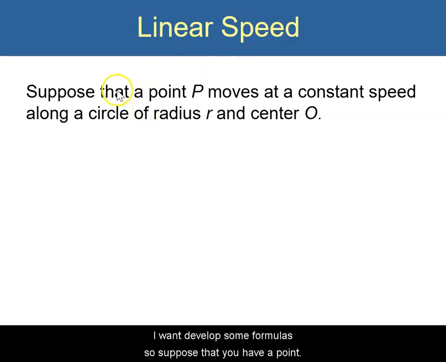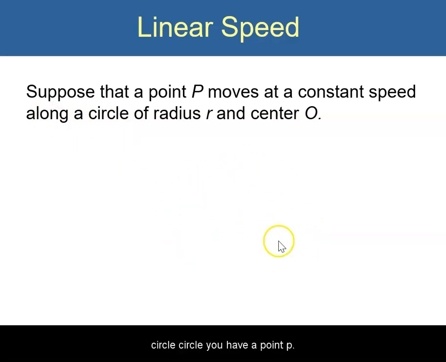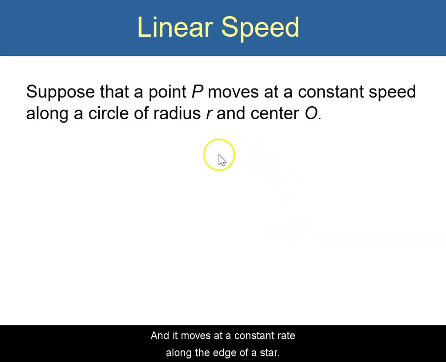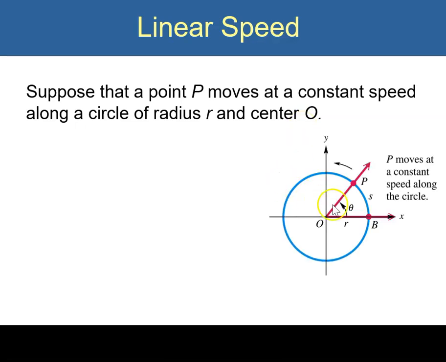Okay, so suppose that you have a point P that moves at a constant speed along a circle. Okay, so you have a circle, you have a point P, and it moves at a constant rate along the edge of that circle. Your circle has a radius r, and we'll call the central point O. So we have our radius. P moves at constant velocity around the circle, like a satellite around the Earth, for instance, right? And as it moves, it's creating an angle of theta, and as it traverses around the circle, it is covering an arc length that we will call S.